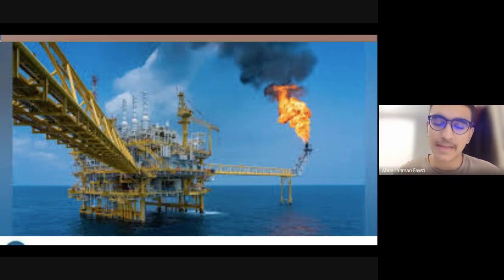So if you are in the middle of the sea, you cannot have surface facilities that can transport the gas and move it to storage tanks. No, you cannot have this. So we're going to burn it. This kind of thinking is not very effective, right?